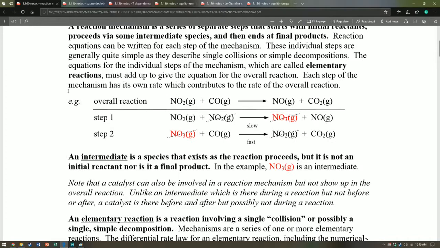So here's an overall reaction, and then here's the mechanism where we have step one, where we're told this is the slow step, and we're told that's the fast step. The thing highlighted in red, nitrogen trioxide, is what we call an intermediate, which is a species that exists as a reaction proceeds, but is not an initial reactant nor a final product. So, an intermediate is produced and then used up. A catalyst, however, which sometimes can take place in a reaction mechanism, is generally used up and then reproduced at the end. And we'll see this later on in organic when we look at the nitration of benzene, I think. Yeah, the nitration of benzene.